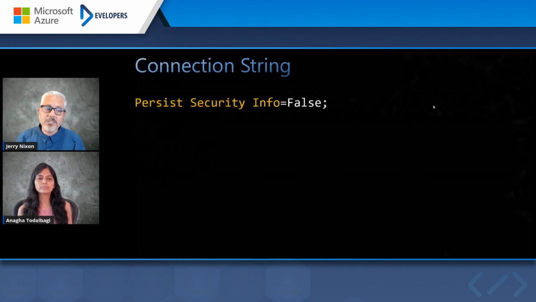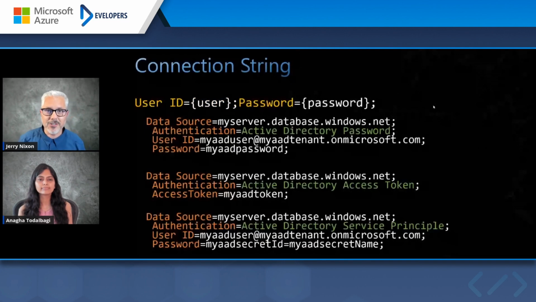Another is persist security info. So SQL Server always knows about your connection string. And if you set this to false, it takes the important things like maybe username and password and it removes them. So you can say true and it'll keep them. And then from session to session, you can reuse them or you can set them to false to keep them safe. I would say as a matter of course, this is always false. That's one of the reasons the default is also false.